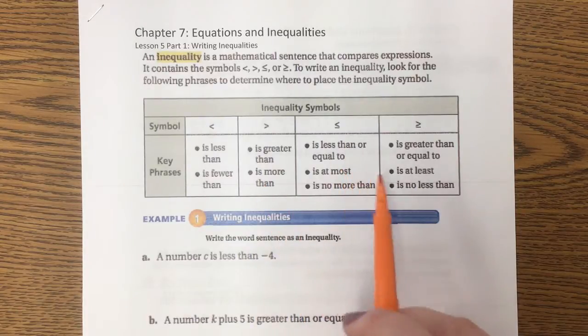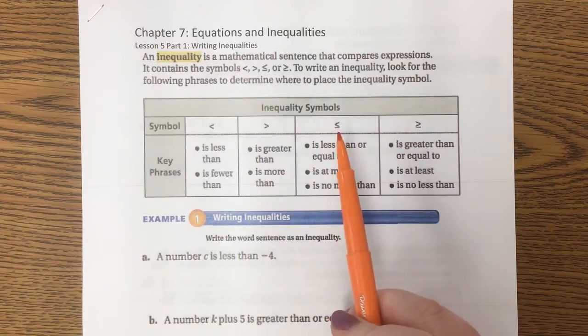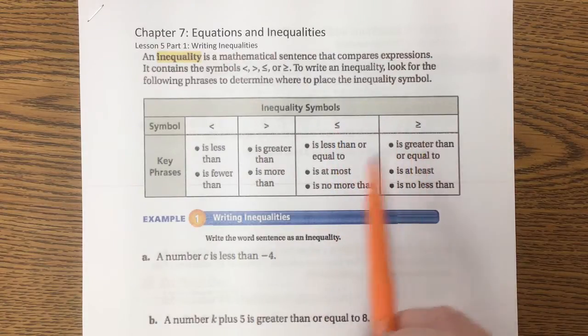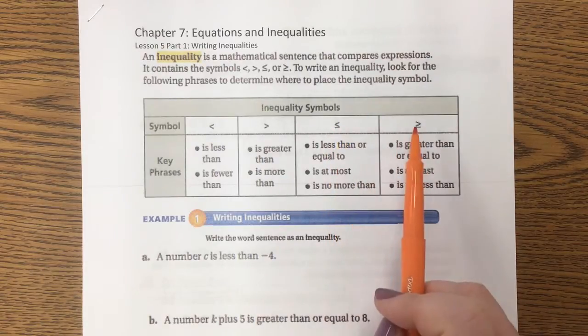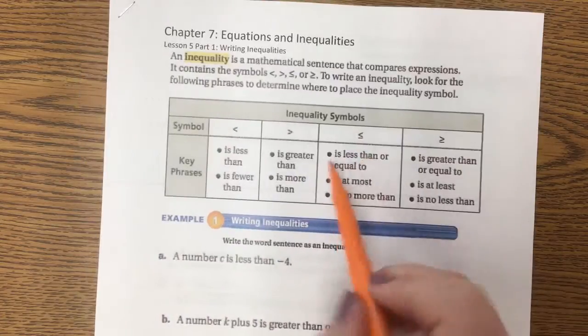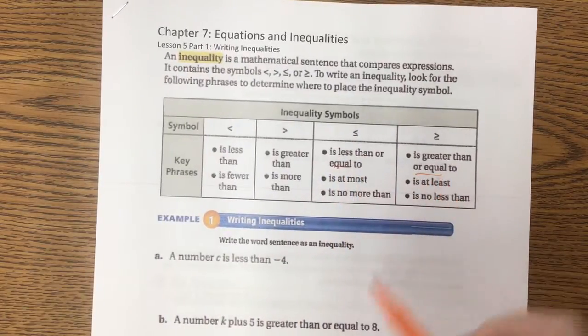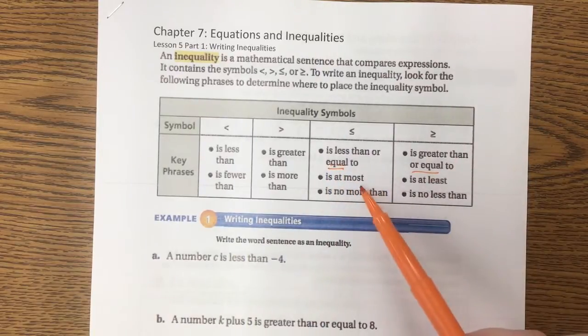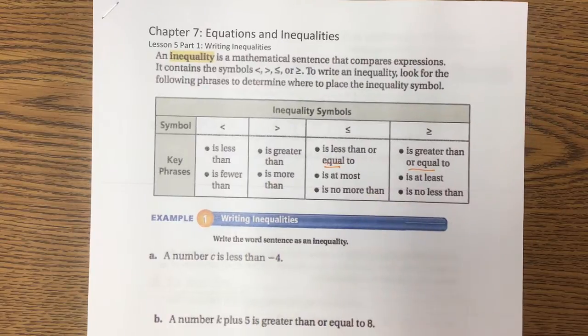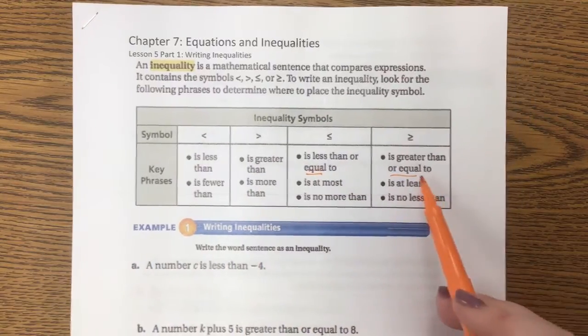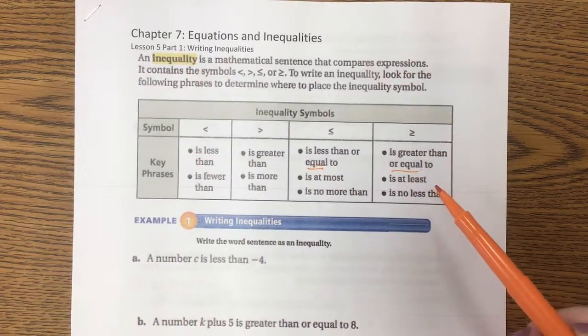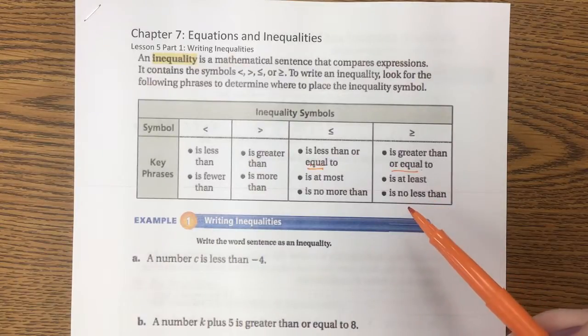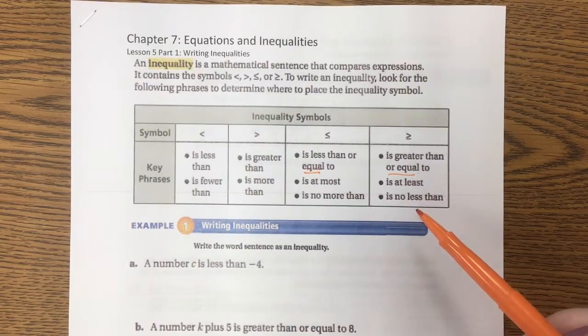And then we move on to including or equal to. Whenever you see this little straight bar underneath the less than or greater than sign, you know that it has to include or equal to. So it means or equal to. Less than or equal to can mean at most or no more than. And the greater than or equal to symbol can also mean is at least and is no less than.